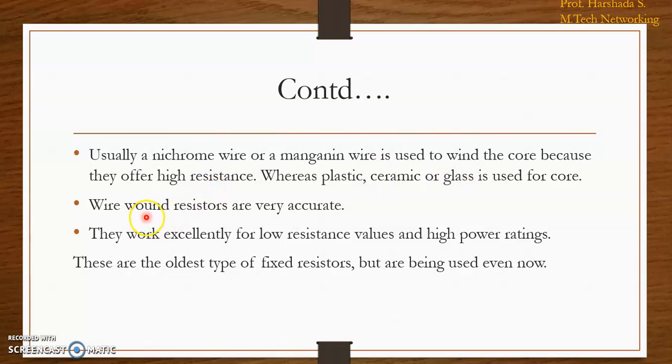Okay? Now next, wire wound resistors are very accurate. They give the exact, particular amount of current. They work exactly for low resistance values and high power rating. It gives low resistance. Why? Because it contains these three types of high resistance material in that system. Okay? These are the oldest type of fixed resistor, but are still used even now, in particular electronic devices.